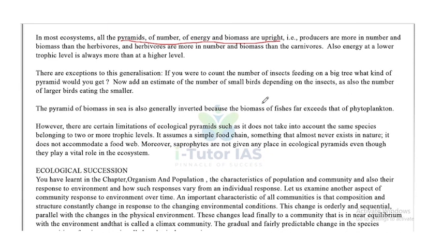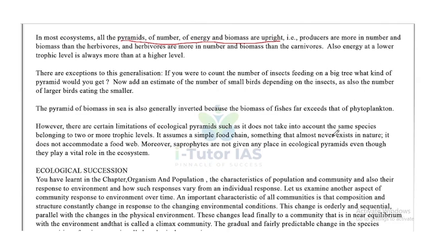There are some exceptions to this generalization. If you were to count the number of insects feeding on a big tree, what kind of pyramid would you get? Just think. When you count the number of insects feeding on a big tree, it will be an inverted pyramid, because there is only one tree, and that one tree is supporting so many insects living on it. So we'll get the inverted pyramid.